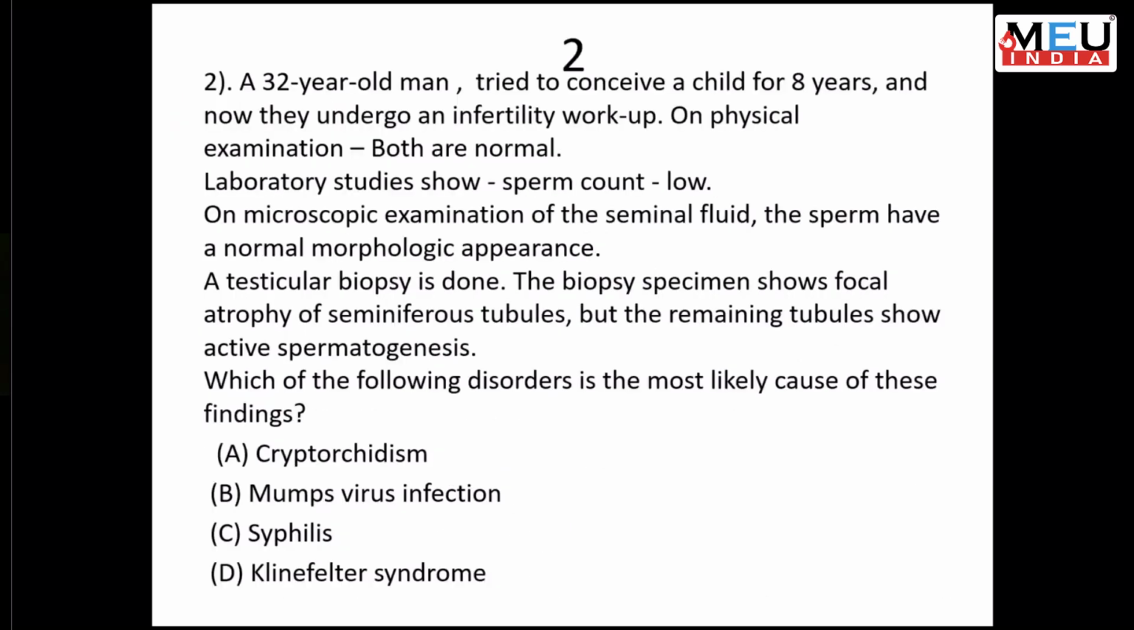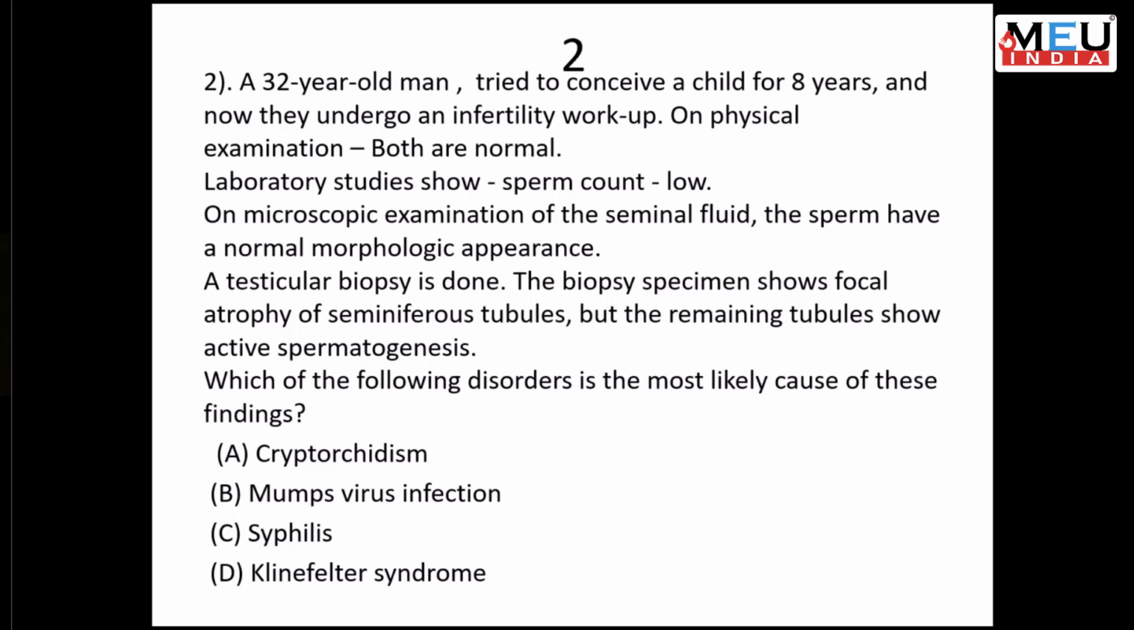Okay, ma'am. Case number two. A 32-year-old man has tried to conceive a child for 8 years, and now they undergo an infertility workup. On physical examination, both are normal. Okay, both husband and wife are normal. Laboratory study shows the sperm count is low. Microscopic examination of seminal fluid shows the sperm count is low, with normal morphological appearance.